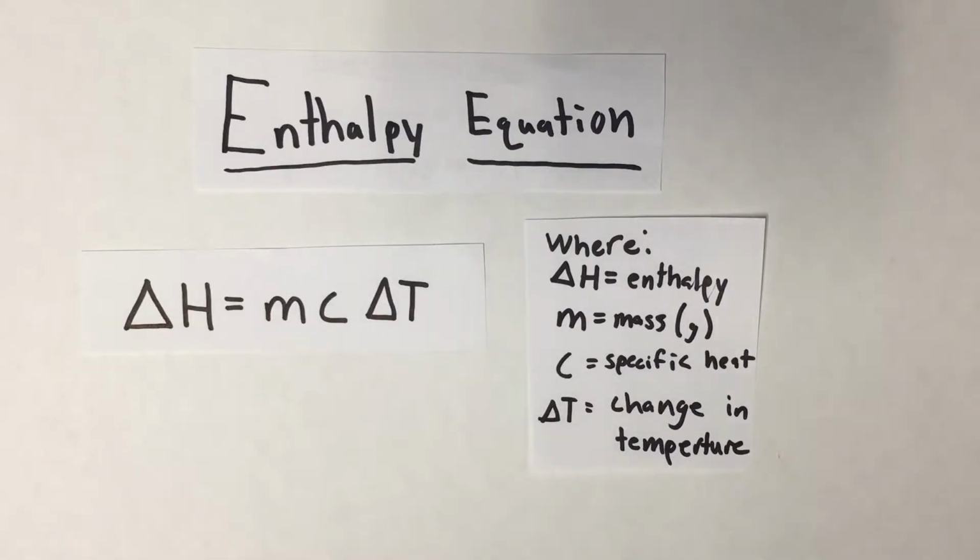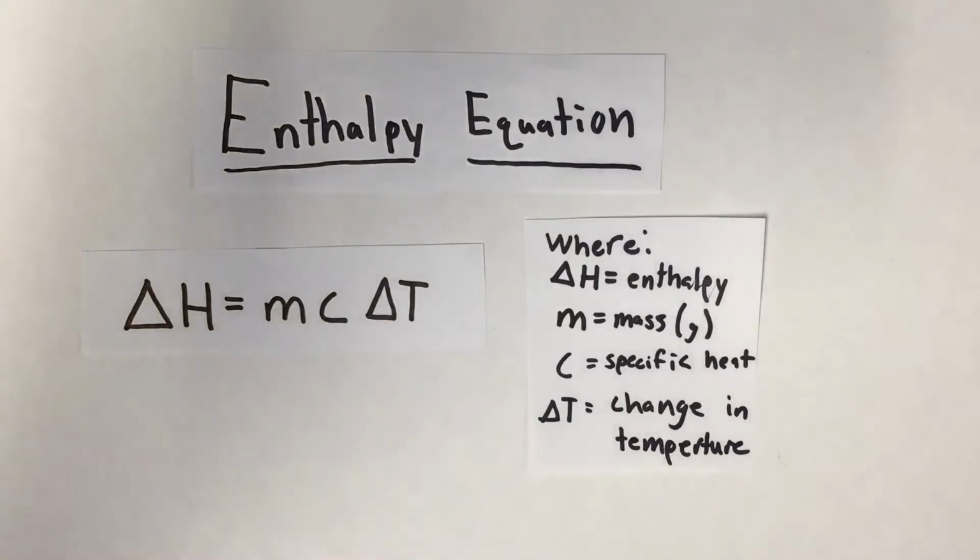The big thing about this is that delta H, M, and delta T all apply to sig figs. The specific heat doesn't, because it's a constant and it will never change for any sort of substance, but it's always going to go with one substance.